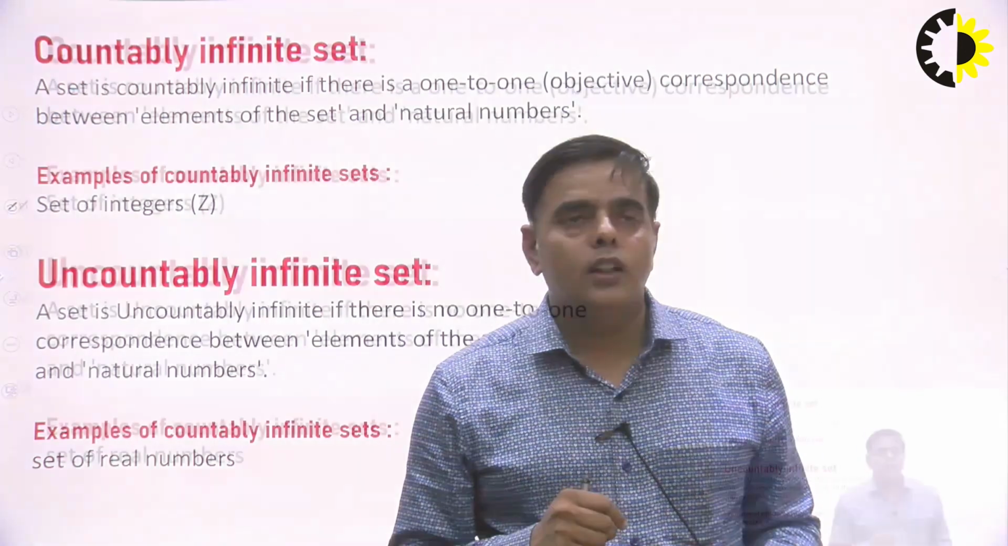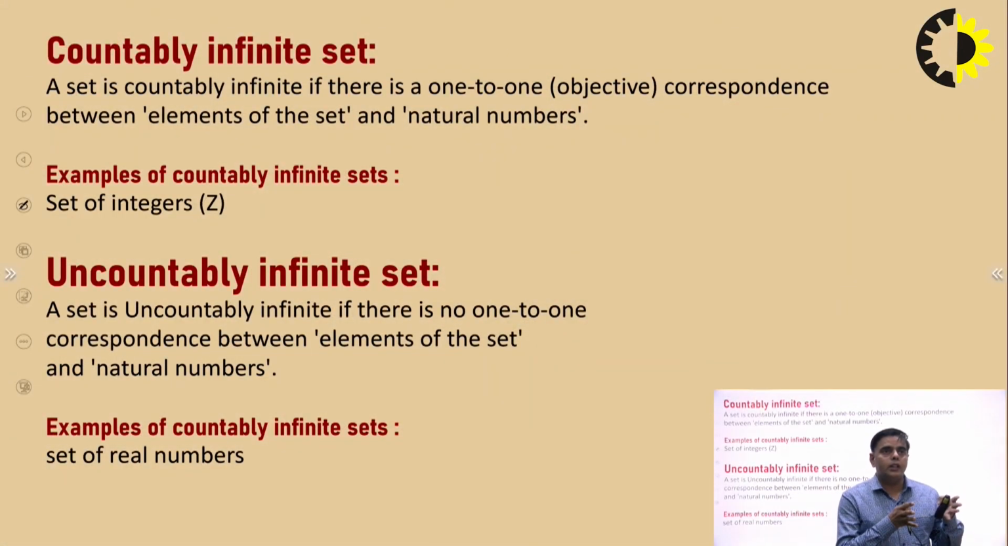What does it mean? If we are able to map the elements of a set with the natural numbers, the set is infinite. I have already told you that countable and uncountable sets are used only with infinite sets. So if you can map the elements of the given set with the natural numbers, this set will be called a countably infinite set, or infinite countable set, or countable set.